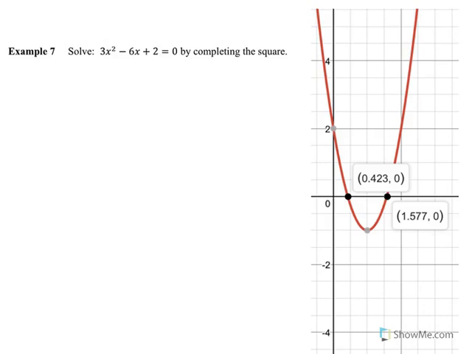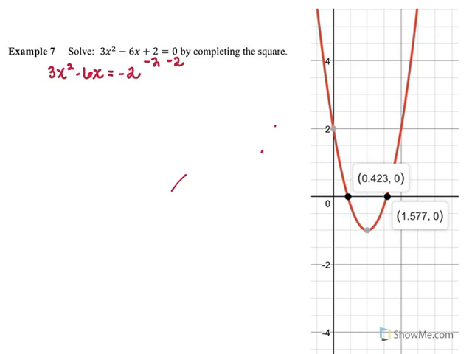Let's try one more. We've got 3x squared minus 6x plus 2 is equal to 0. So first of all, I need to set this equal to the x's on the left and the number on the right. So I'm going to subtract 2 from both sides. That now gives us 3x squared minus 6x equal to negative 2.